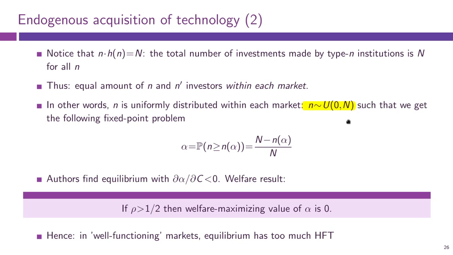So the last piece of the puzzle that we have left is establishing this alpha, the probability of informed trading in every market. And this alpha is the share of fast traders in every market. So it's equal to the probability, effectively, of n being above this cutoff n of alpha that we just derived. So the probability of facing a trader which is large enough for it to be worth it for this trader to become fast. And due to the uniform distribution, this probability is given by this expression.